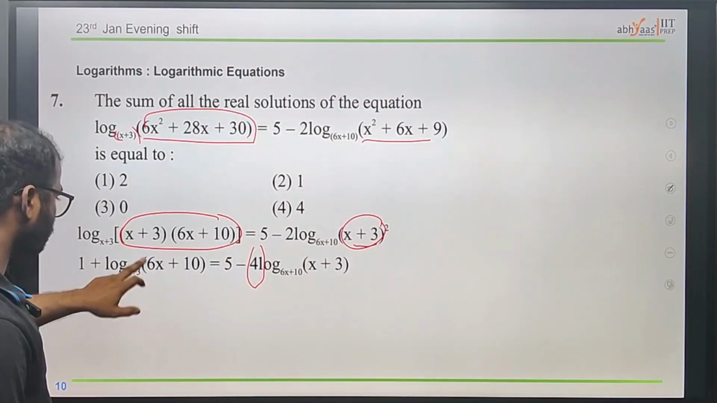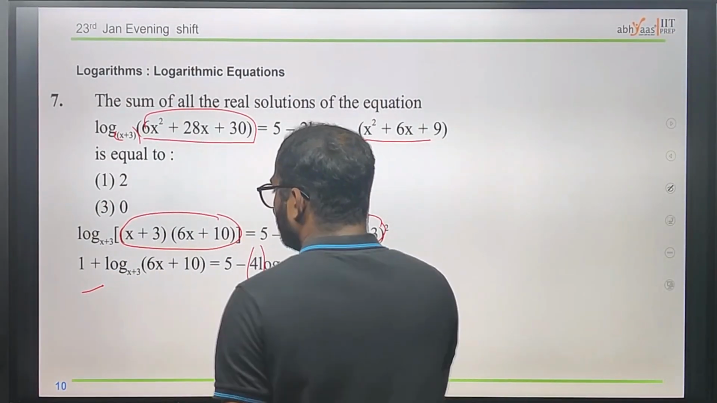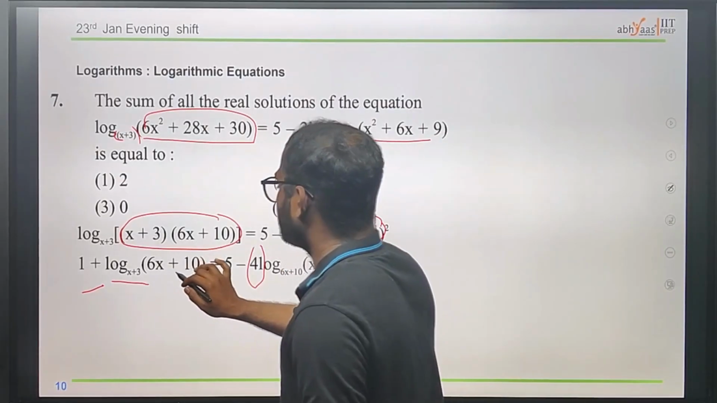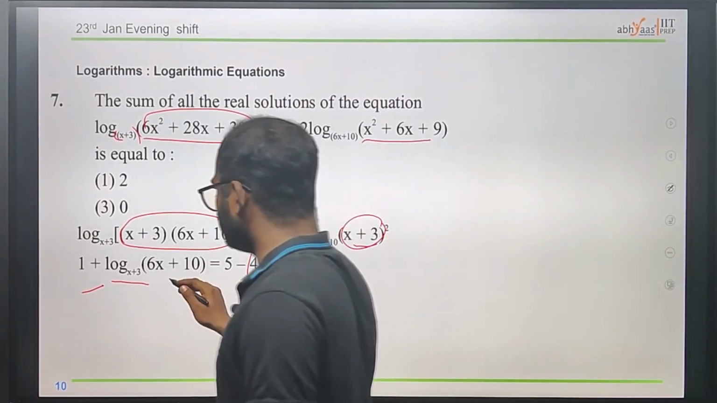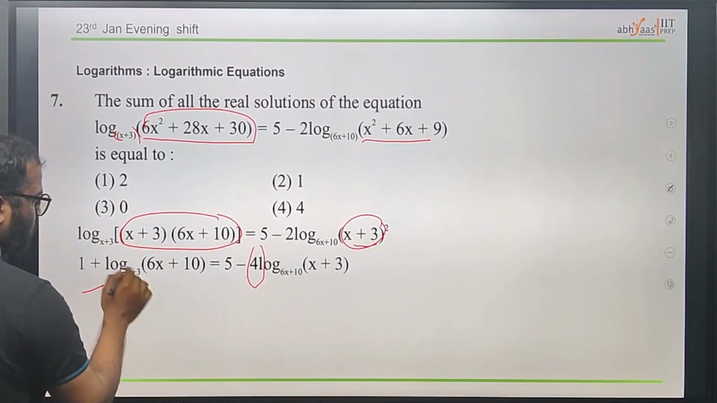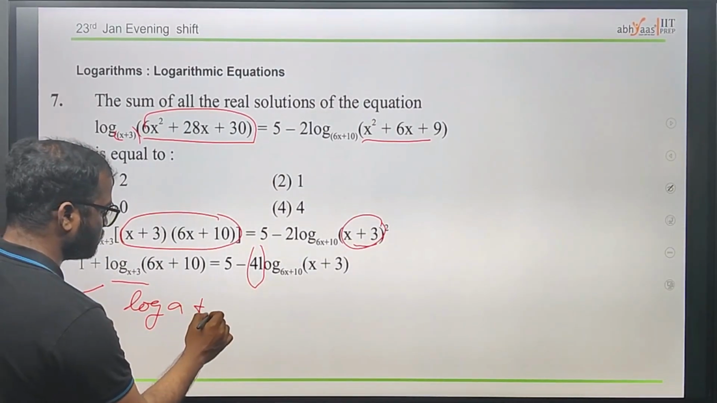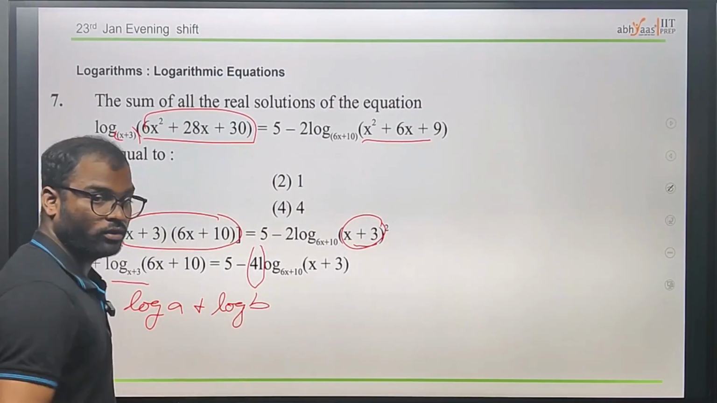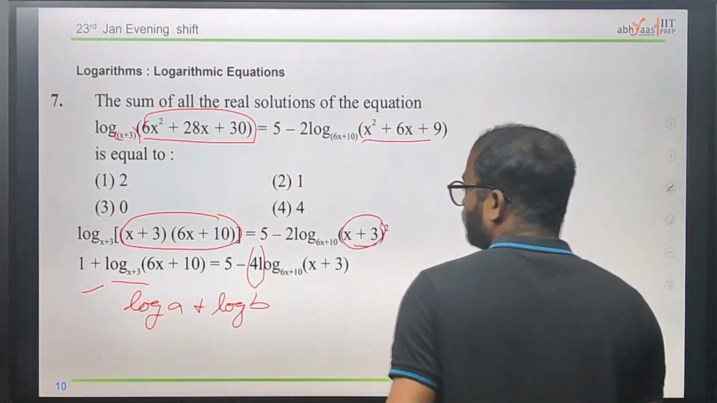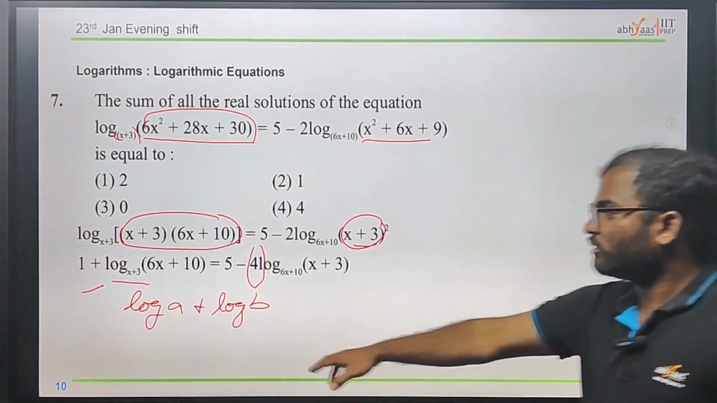Now we have this one, which is 1 plus log base x plus 3 of 6x plus 10. This means that this will be equal to 1. It's like log a plus log b. That's how we can easily find it. Now here we got this 1 here.